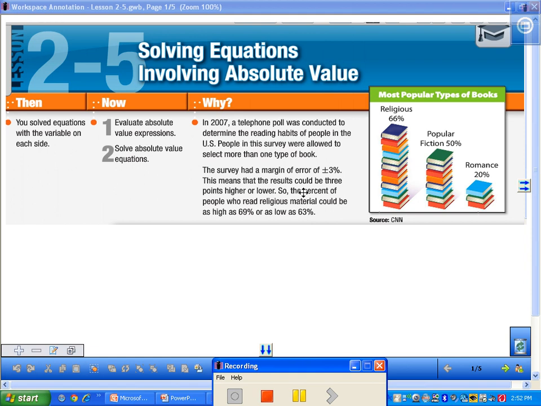Lesson 5, solving equations involving absolute value. In this lesson, we're going to evaluate absolute value expressions and solve absolute value equations. Let's look at the why question.